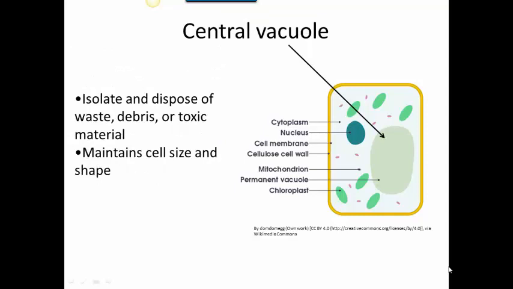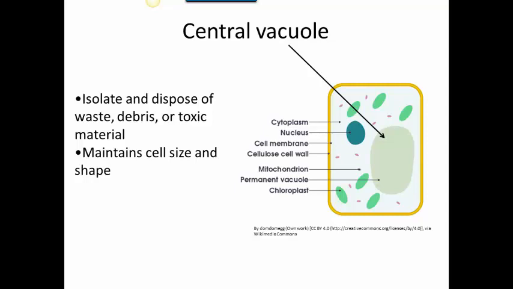The central vacuole, or as it's called in this diagram, the permanent vacuole, is a unique feature of plant cells. As you can see, it's a really large part of the plant cell. In some cells, it contains up to 90% of the volume of the cell. So it's a really dominant component of a plant cell. It has a couple of different functions.